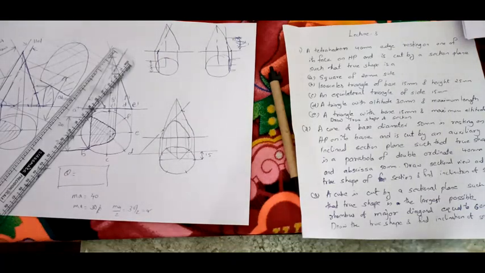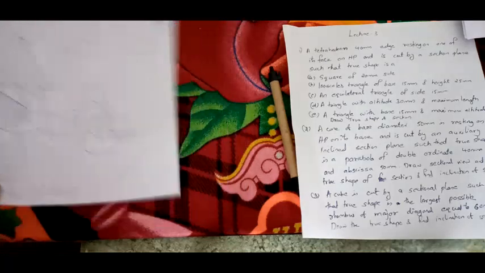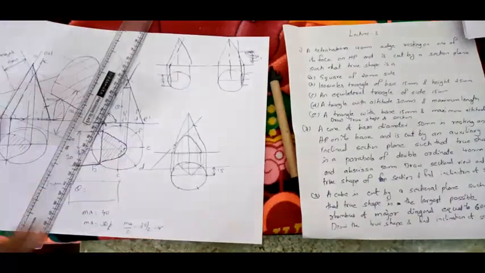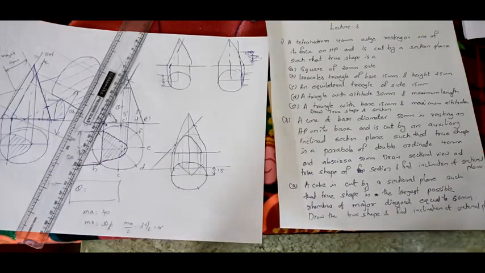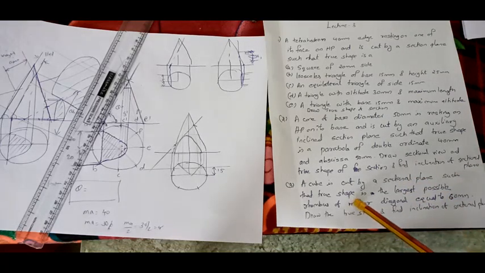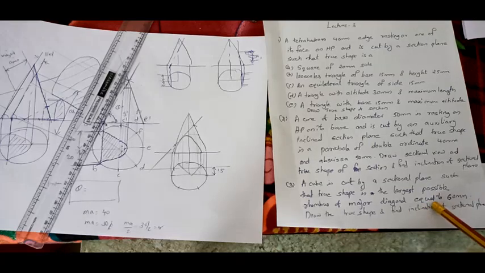Now we will go to the third question, that is a cube. So before drawing it, I'll tell how to cut a rhombus. See, a cube is cut by a section plane such that the true shape is the largest possible rhombus of 60 mm. Draw the shape and find. So there is nothing given. Dimension of cube is not given. Only thing is they have given the rhombus of diagonal equal to 60 mm.